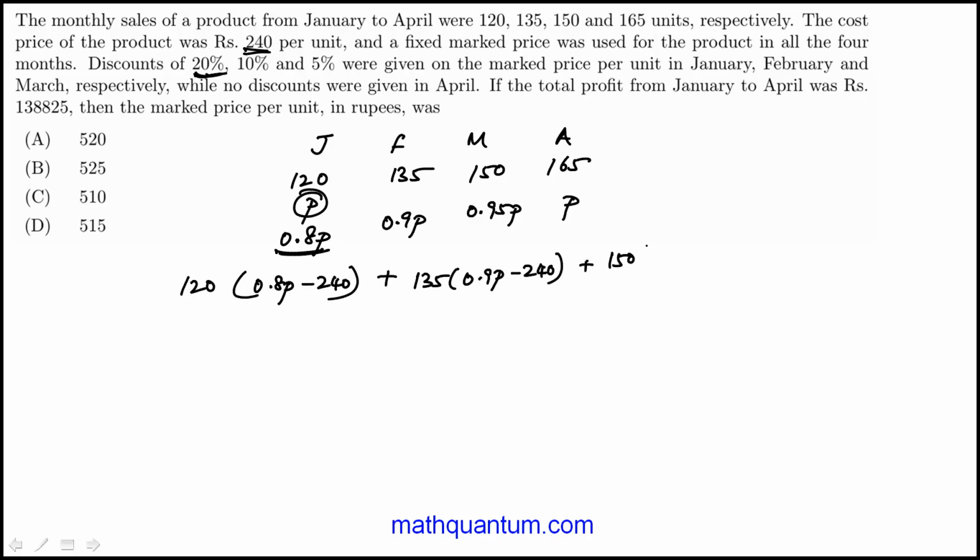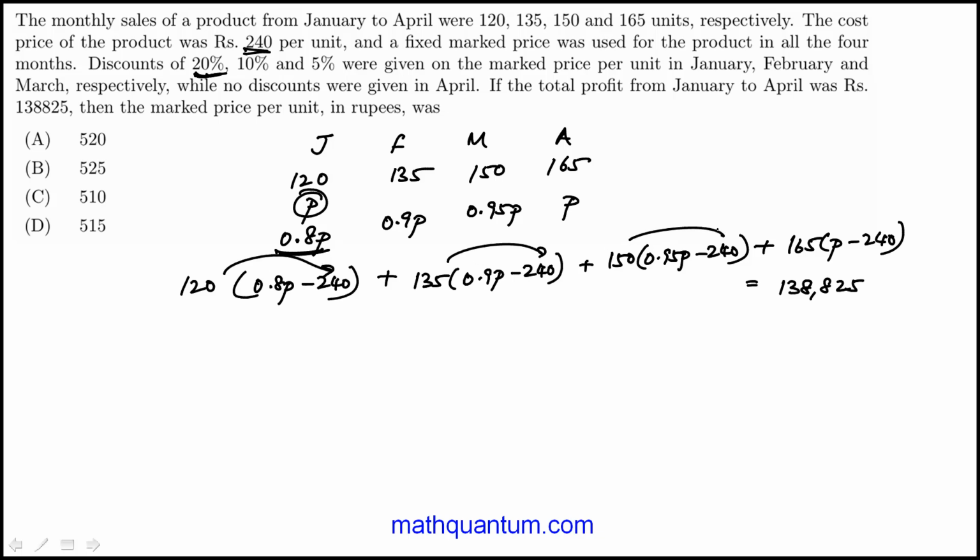And then for March, so, I mean, this is, I guess, straightforward in the sense that you just write down the profit equation and do the algebra. And we're given that this profit is equal to 138,825. So you'll notice here, if I multiply these out, they will all move to the other side. They're all multiplying by the price.